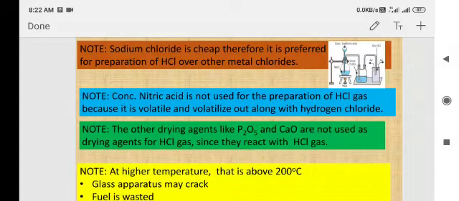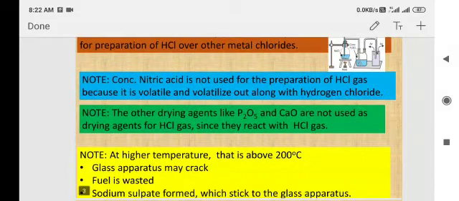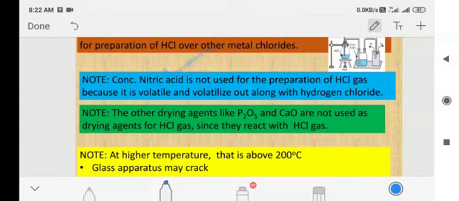For the preparation of HCl we use concentrated sulfuric acid. Suppose somebody asks you why we are not using concentrated nitric acid in place of sulfuric acid. The answer is nitric acid we are not preferring because it is highly volatile.